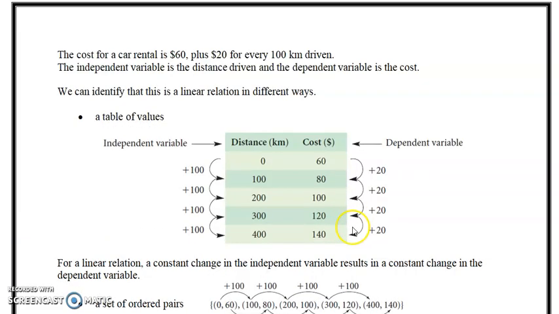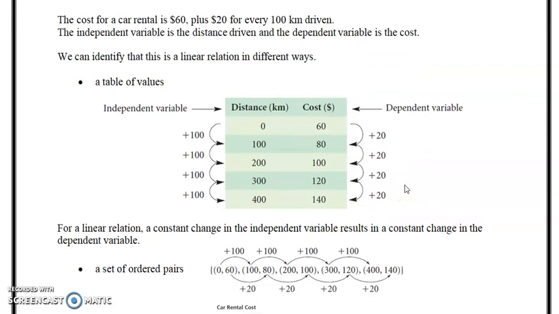Another one is a rental car. Some rental agencies have a fixed cost. So you rent the car at $60 regardless, and then for every 100 kilometers you drive the vehicle, it's an extra $20. Sorry, I said 20 cents, my apologies. The independent variable is the distance driven, and the dependent is the cost. So the cost depends on the distance traveled. The independent variable goes up every 100 kilometers, and the cost goes up $20.